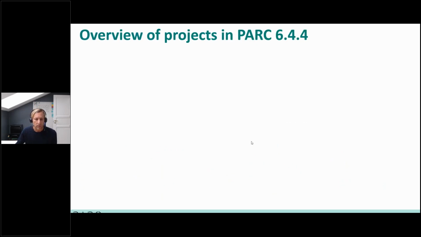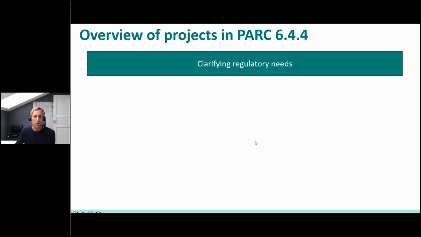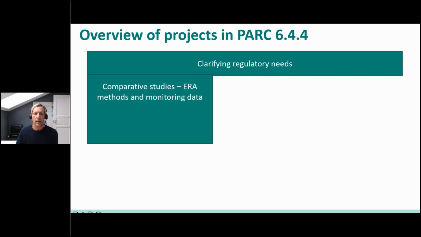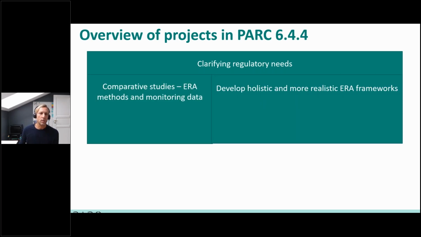Here's an overview of the projects in PARC 644. We have a project called Clarifying Regulatory Needs, which is kind of an interface, I will describe that a little bit later, between the regulatory community and other stakeholders, and the actual research projects. And then we have two parts: comparative studies where we test new and existing ERA methods with monitoring data, and the other part is to develop more holistic and realistic ERA frameworks. These are of course interconnected, and the different projects also collaborate between them.